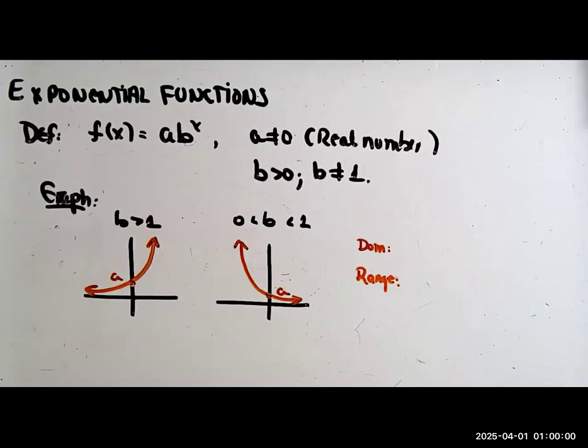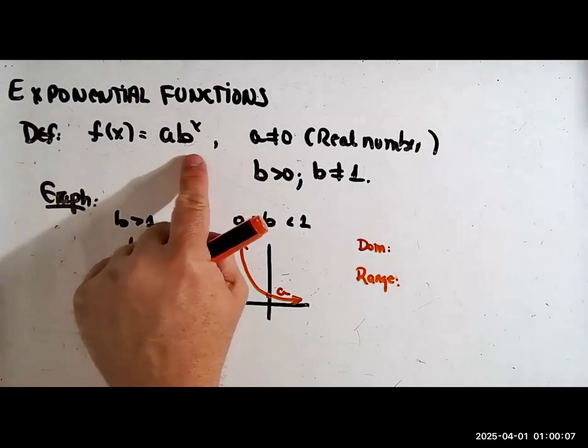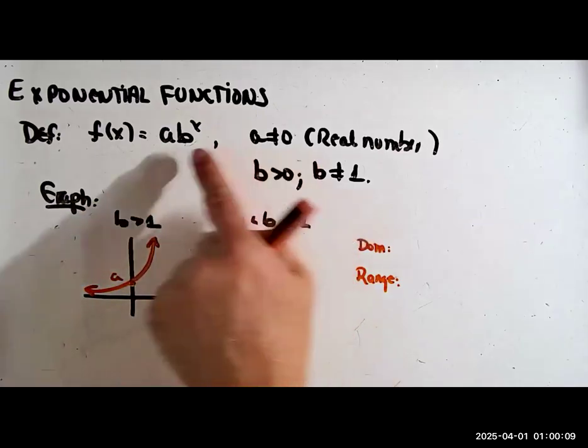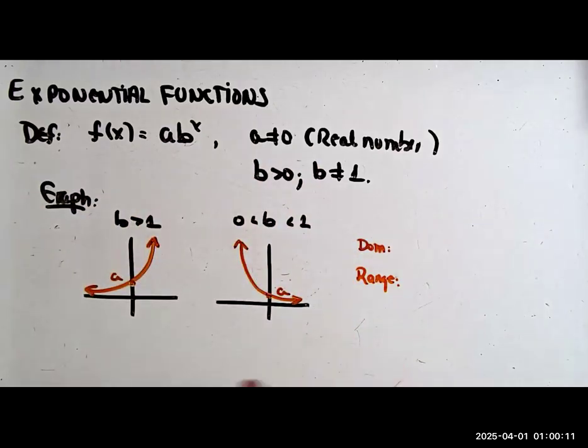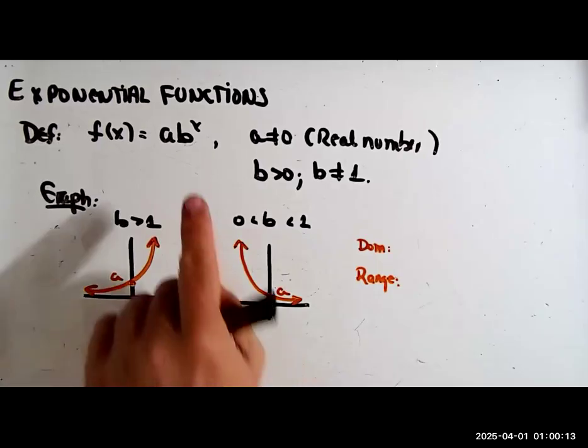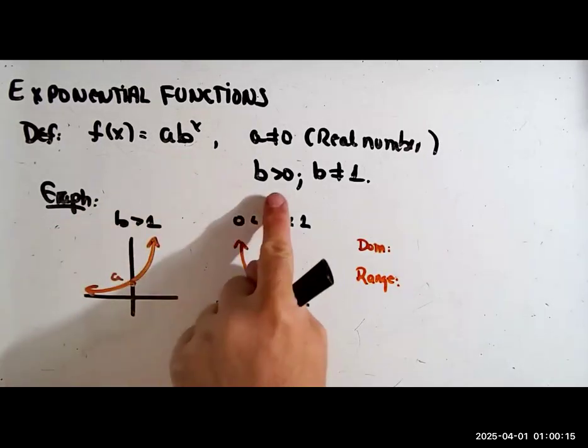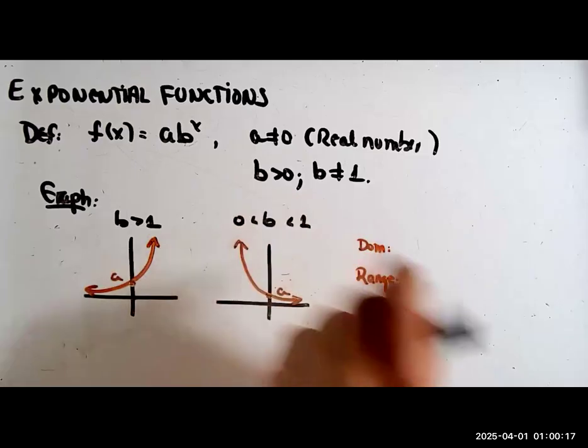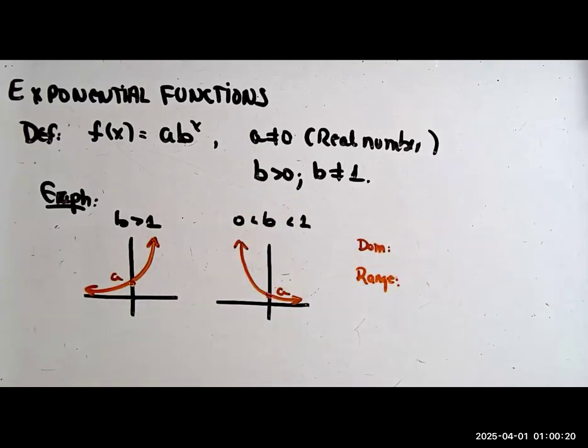Scholars, let's talk about exponential functions. Exponential functions are functions of the form f of x equals a b to the x. A cannot be zero, it's any real number except zero, obviously. B is bigger than zero, always positive, and it cannot be one. That's the definition of an exponential function.